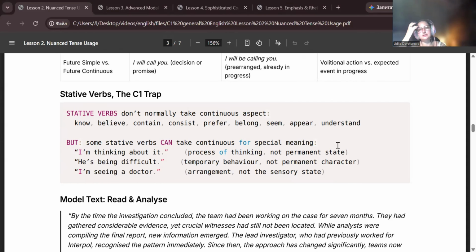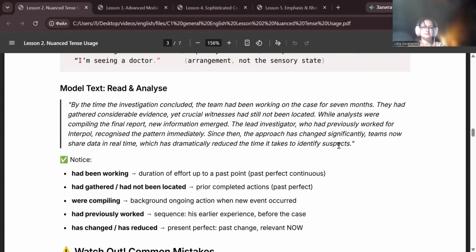I'm seeing a doctor. It is not about your sensory state. I see a doctor. It is sensory state. I'm seeing a doctor means I am meeting a doctor. Let's read the model text.